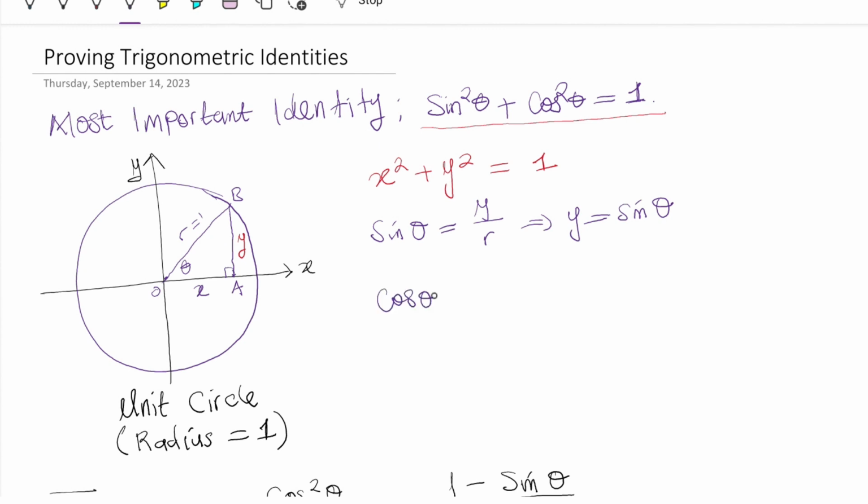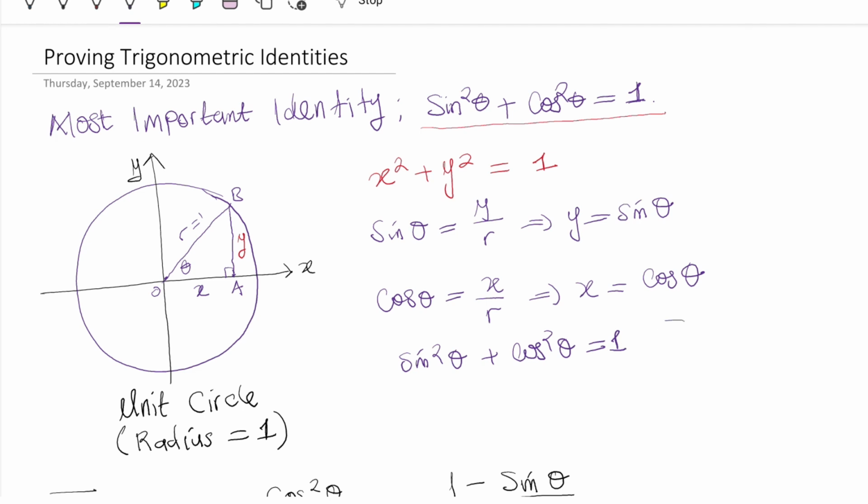Now, what about cos theta? So you know that cosine is adjacent over hypotenuse, which is r. But r is 1, so x divided by 1 is just x. Therefore, x in this case is cos theta. But remember, we said a unit circle is given by this equation, so we just substitute. Where there is x, we put cos, and where there is y, we put sine. So this is just sine squared theta plus cos squared theta is equal to 1.